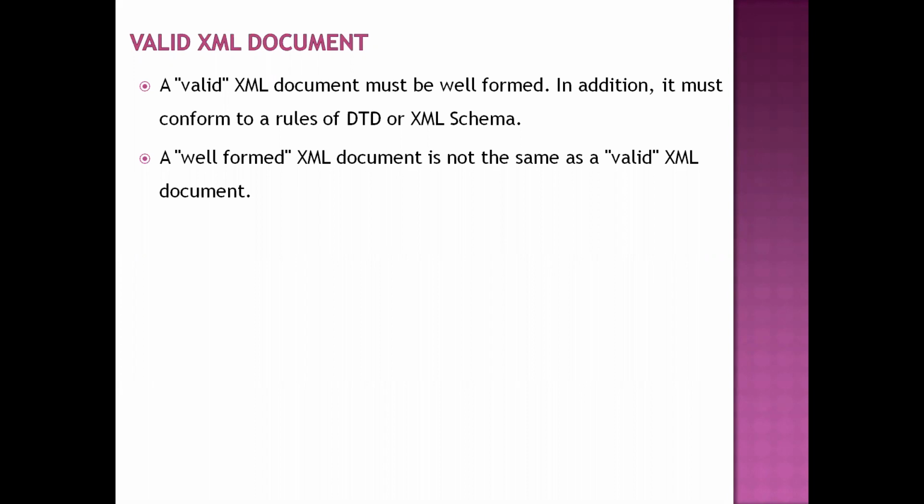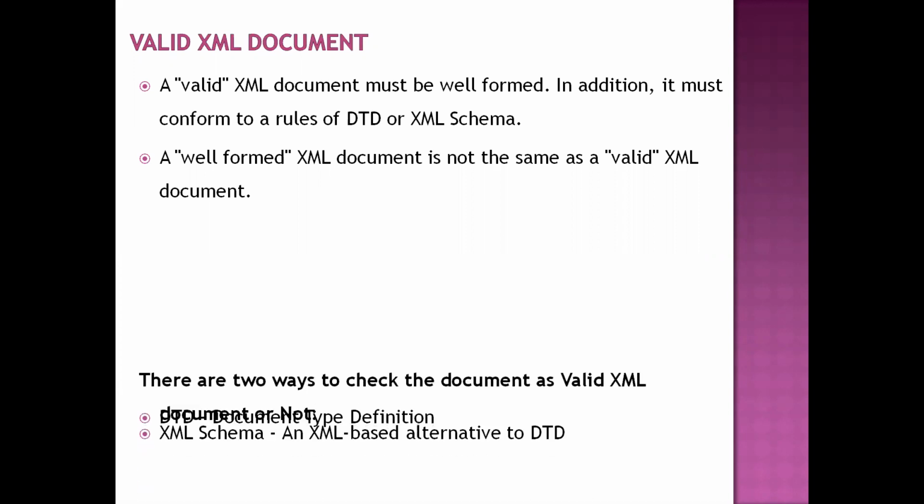The second category of XML document is the valid XML document. Your XML document is said to be valid when, first of all, it is well-formed. In addition to that, it must conform to the rules of DTD or XML schema. Only then your document is said to be a valid XML document. So now see how to check or how to write valid XML documents.